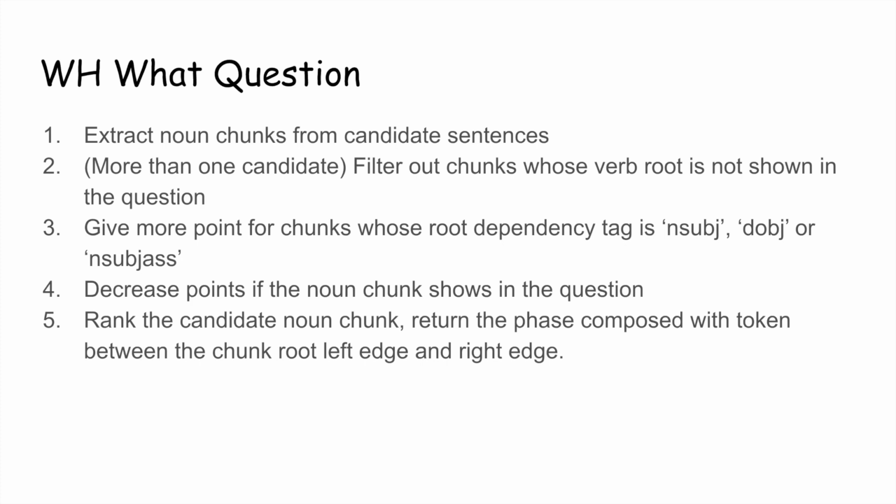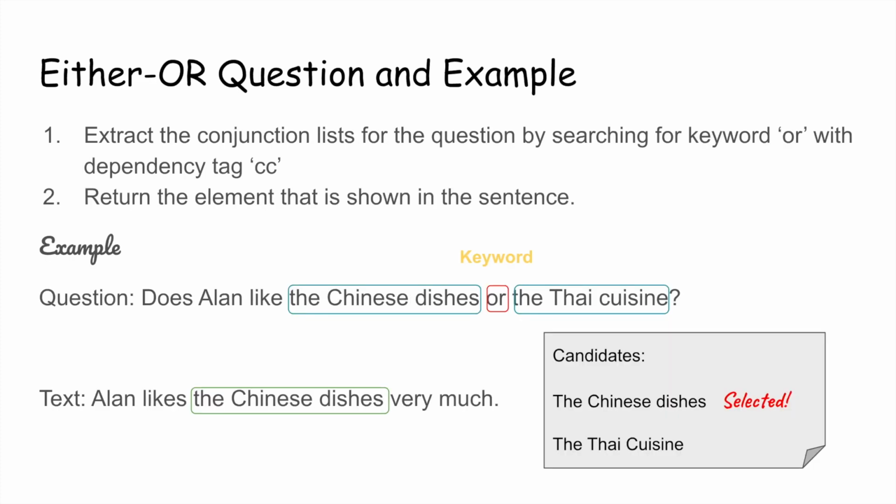For what questions, we extract noun chunks as candidates. Those whose verb root is not shown in the question should be filtered out, and those with specific dependency tags should be rewarded. The same penalty term as in WH questions also applies here. For special questions such as either-or, we extract all options given in the question and check which candidate appears in the sentence. Then we directly return this candidate in the exact same form as in the question.